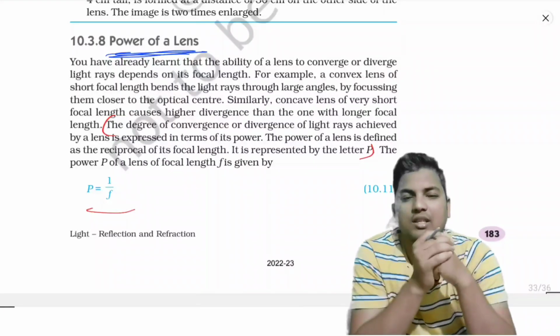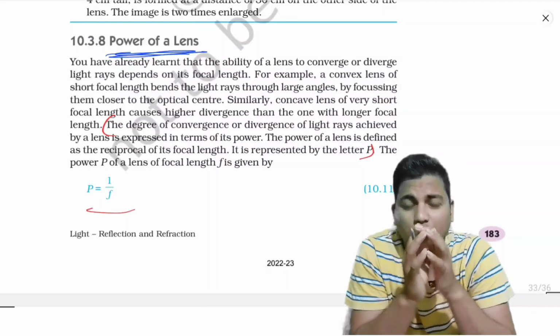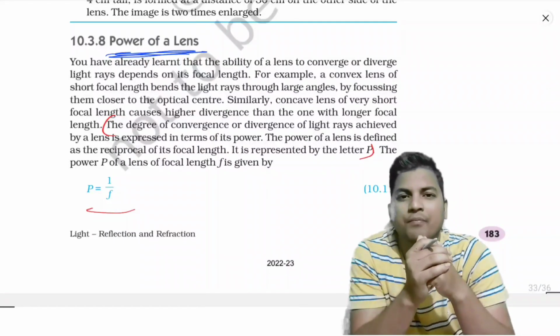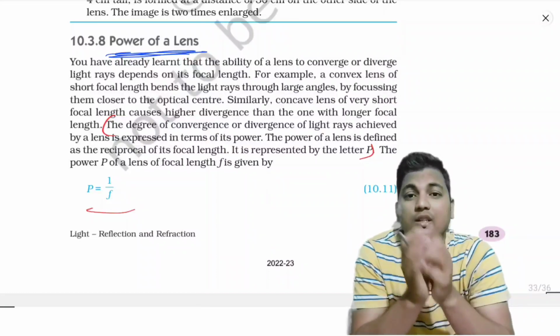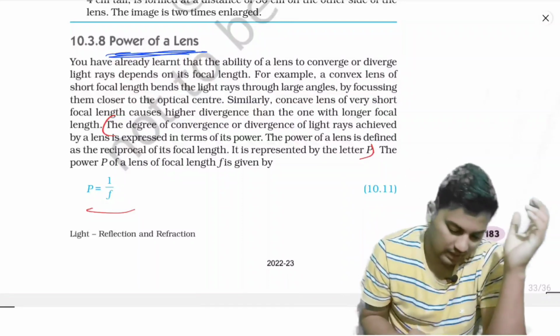Here in this concept we will be learning in detail about the power system, what you understand by power of a lens. So power of a lens is nothing but the degree of convergence or divergence of light rays.